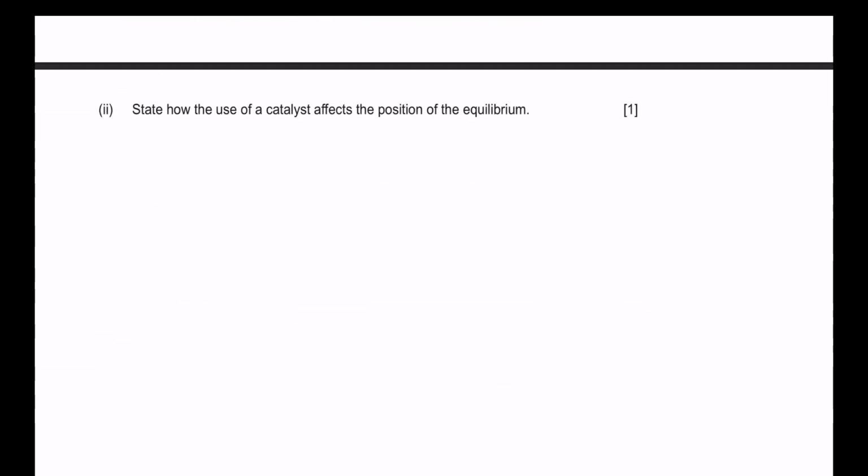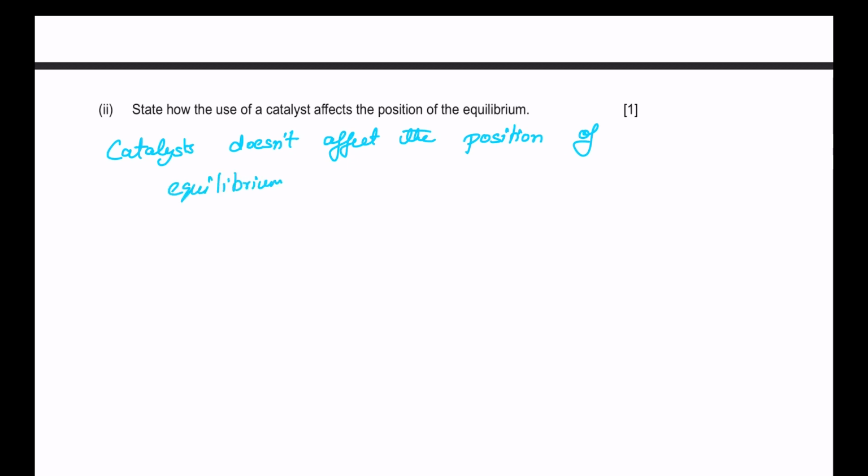In the next part, state how the use of a catalyst affects the position of equilibrium. Now, the catalyst doesn't affect the position of the equilibrium, it just speeds up the reaction. So that's it. The catalyst doesn't affect the position of equilibrium. It just speeds up the reaction.